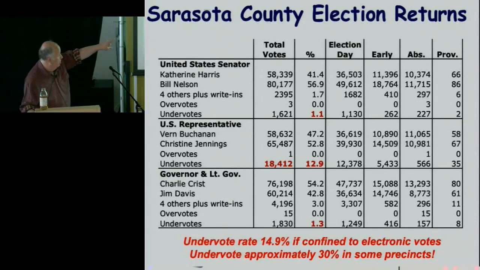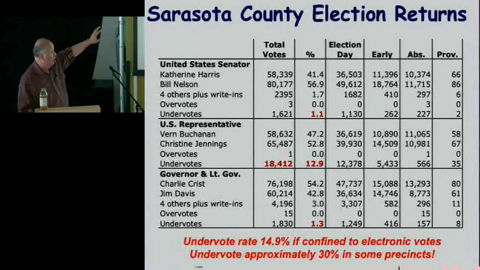Here are the election returns, by the way. You'll see in the United States Senator's race, there was 1.1% of the people who failed to vote. In the governor's race, there were 1.3% of the people who failed to vote, but in the congressional race, 12.9% failed to vote. I mean, that's way out of scale. That's how we know that this is anomalous. And by the way, in the other four counties in that election, nowhere near 12.9% failed to vote. So we know this is anomalous.